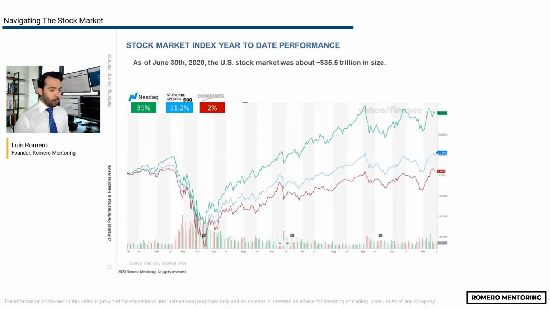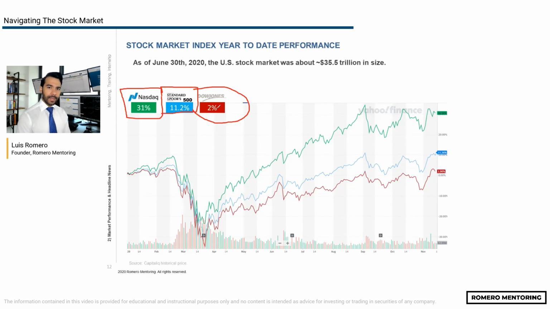Okay, so when we're looking at the market right now, year to date, when you look at the S&P, the NASDAQ, and the Dow Jones Industrial Average, you see quite clearly that the NASDAQ is the sector that has been outperforming the rest of the market. It's up 31%. Then you have the S&P 500 up 11%, and the Dow Jones Industrial Average up 2%. So why is the NASDAQ outperforming the broader averages?